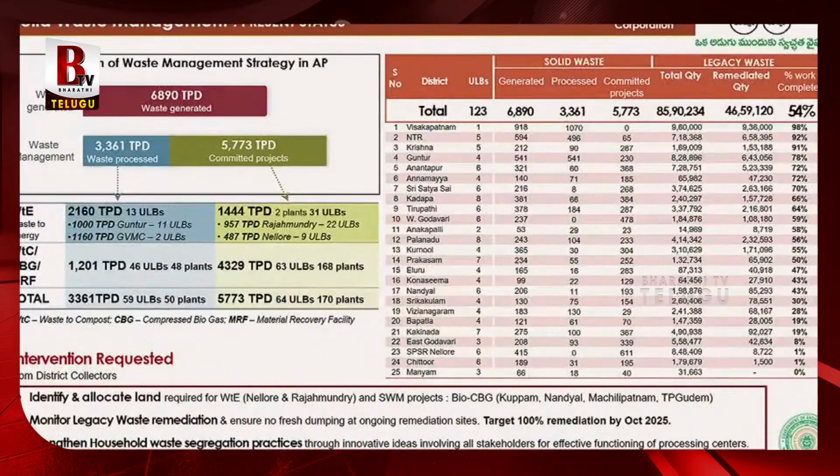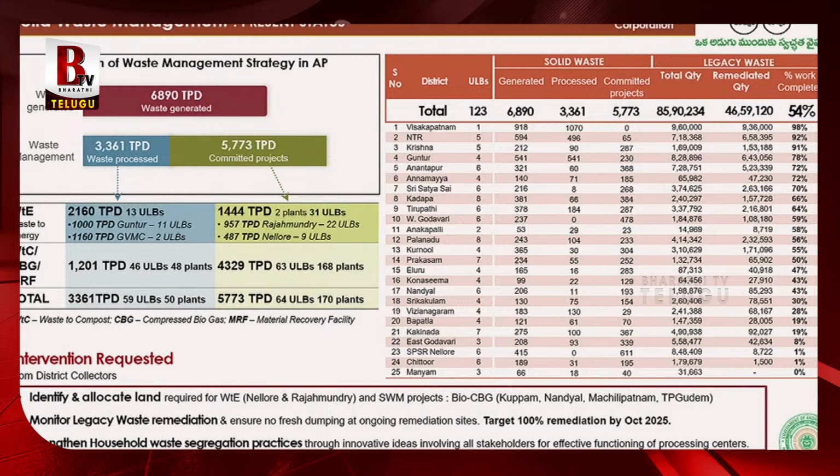Okay. Thank you, sir. So now the other important basic sector, solid waste management, sir. In fact, going by the current position, in the entire state we need to deal with 6,890 tons per day of waste generated. As of now, we are able to treat or process 3,361 tons per day, sir. And with the committed projects on hand, we'll be able to deal with 5,773 tons per day, sir.